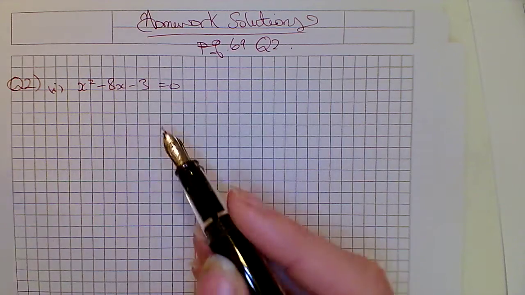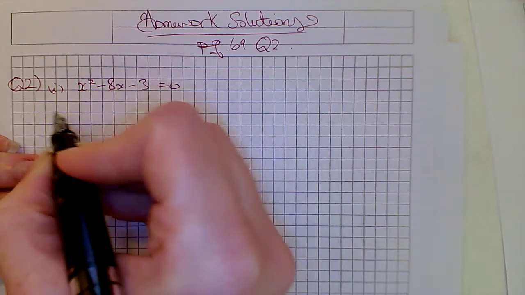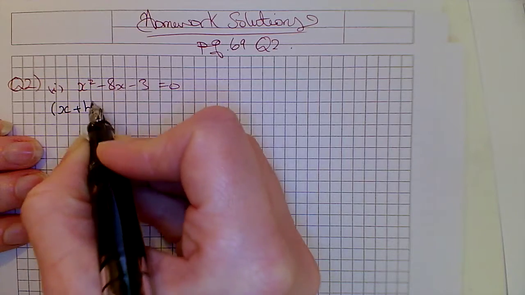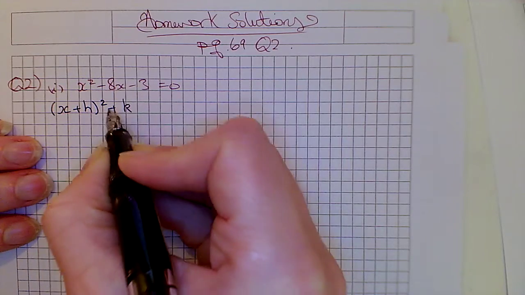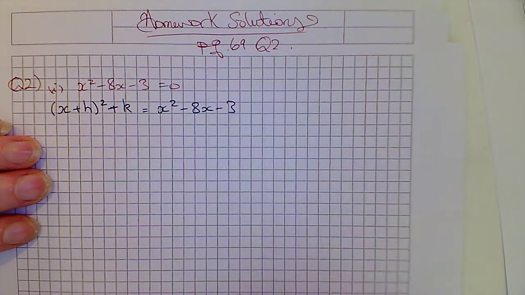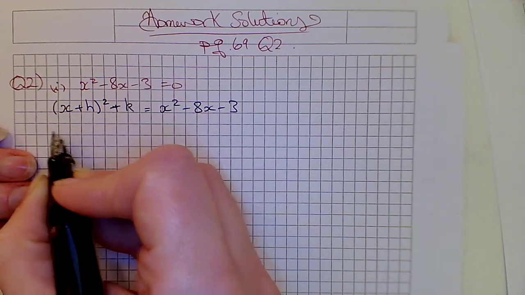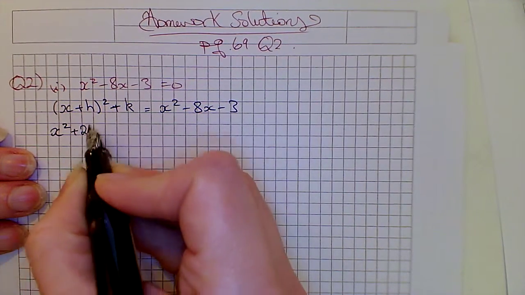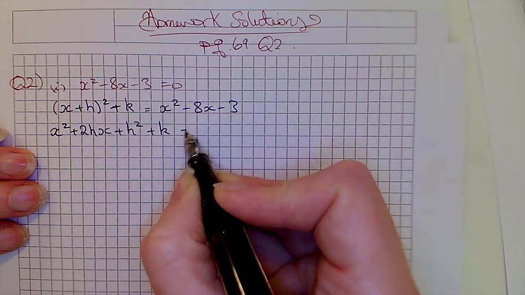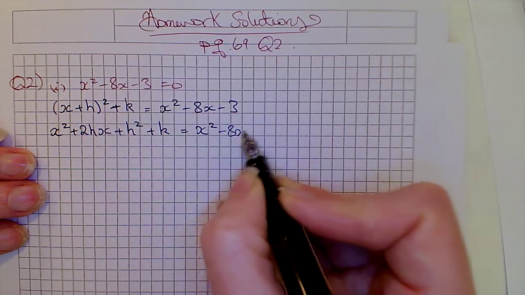Or we can do it the way that we did it in the notes and say that this is going to be (x plus h) all squared plus k equal to x squared minus 8x minus 3. And this may be the easiest way to do it. So when we square this out, we get x squared plus 2hx plus h squared plus k equal to x squared minus 8x minus 3.